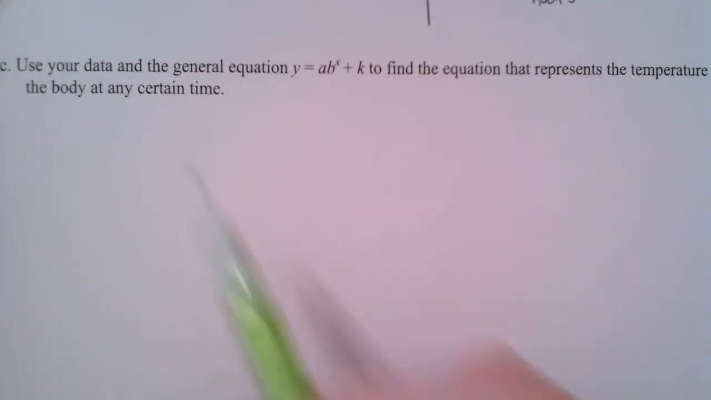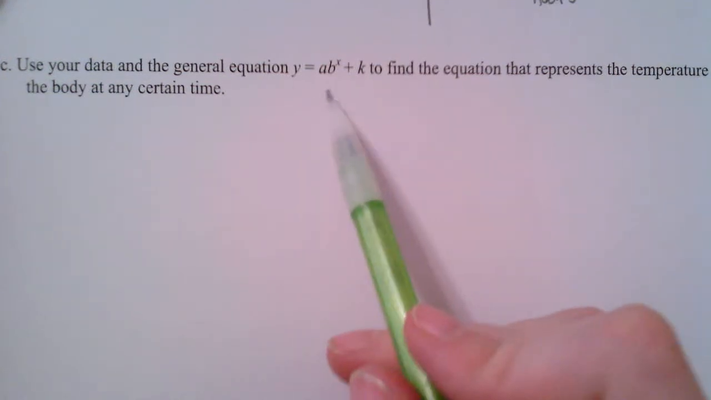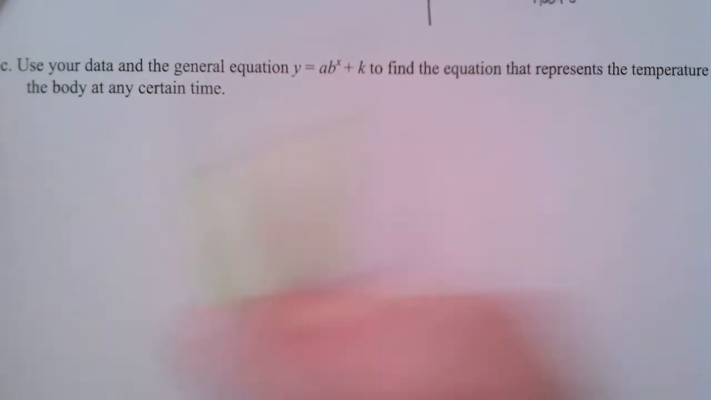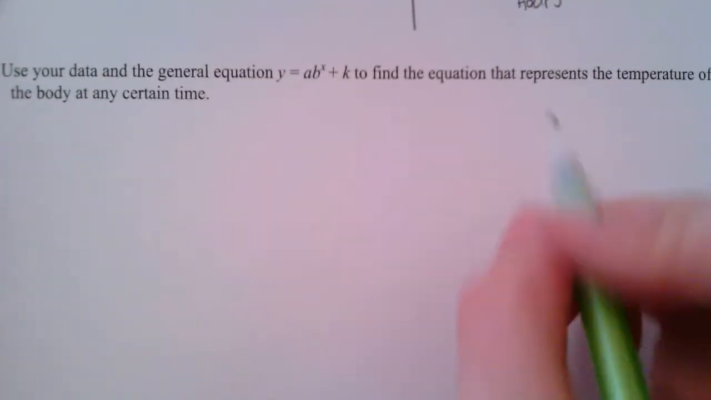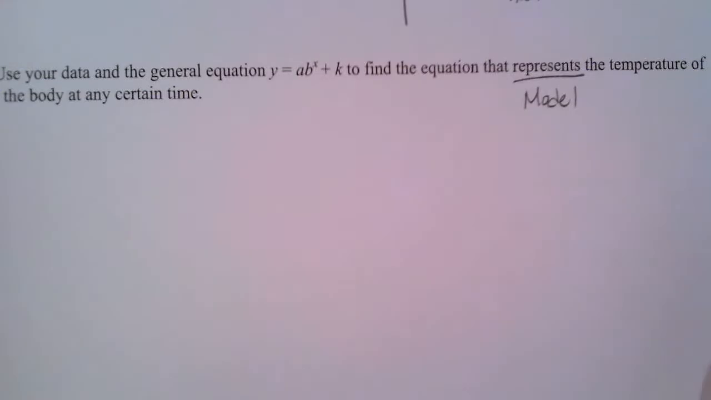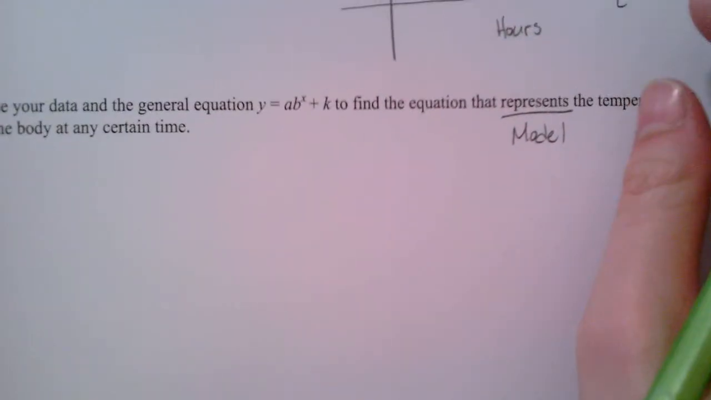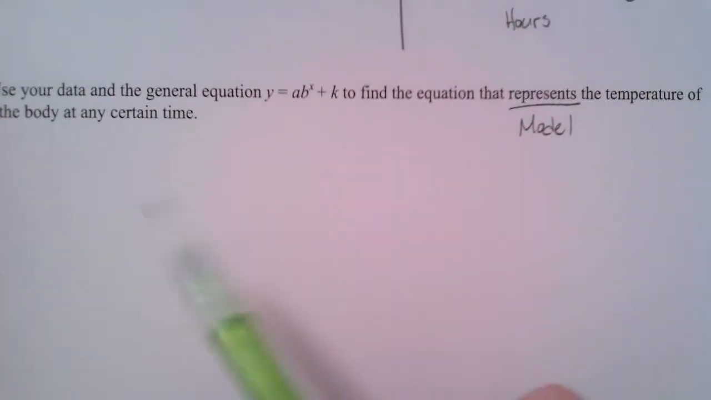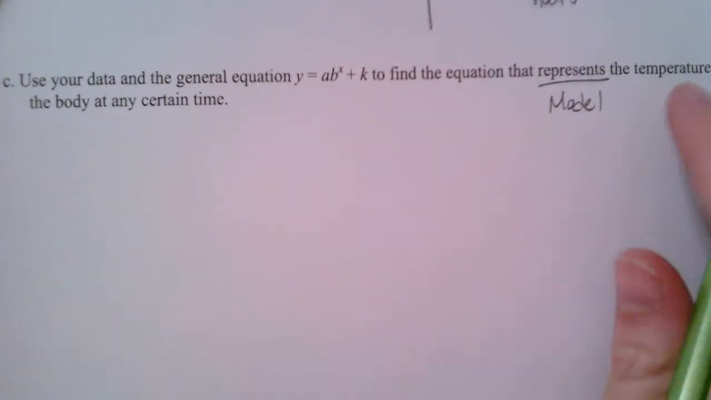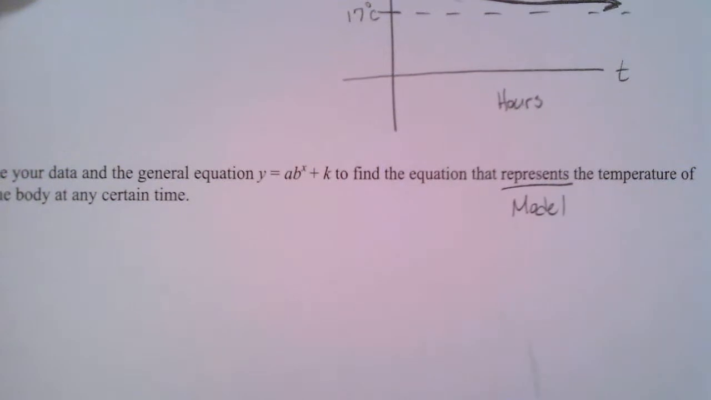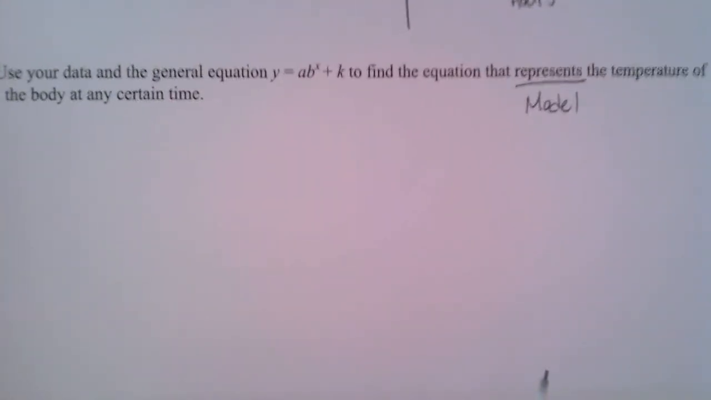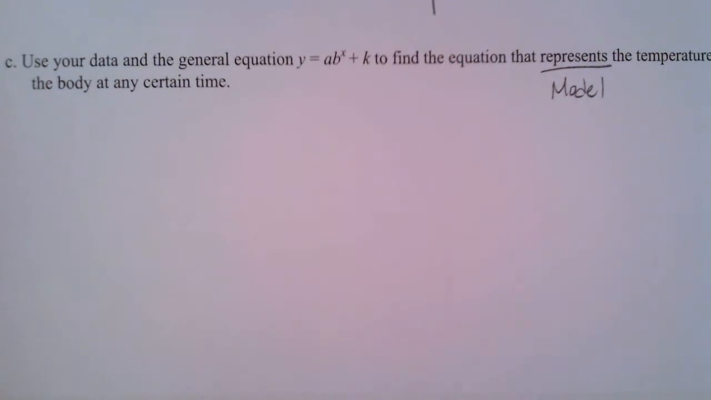Okay, so now we want to use the data and the general equation a times b to the x plus k to find the equation that represents the temperature of the body at any certain time. And this word represent, I've been using the word model. So either one is good. It's just this idea that the real world data might not be a perfect fit, but this equation can model the situation. And so that's why we use these to model or represent the idea.